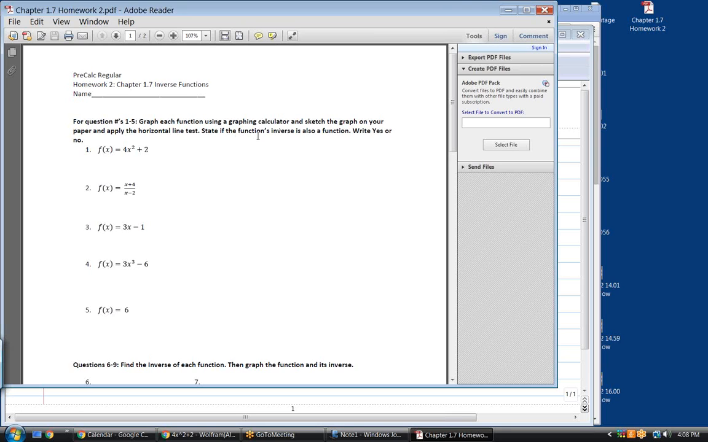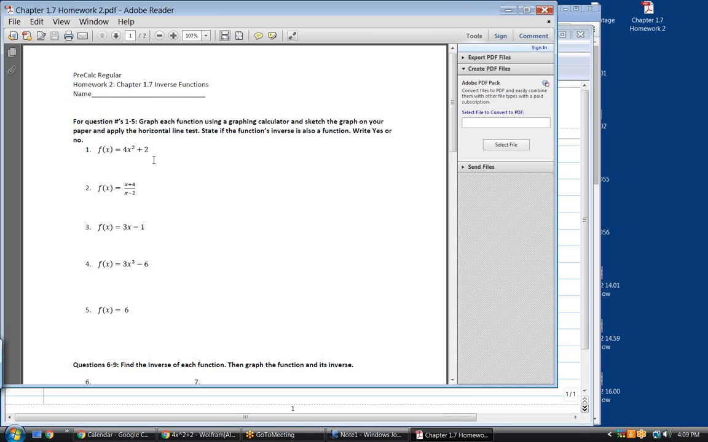It says state if the function's inverse is also a function. Well, with that parabola, the inverse was not a function, right? It was still a horizontal parabola, but that fails the vertical line test. So the inverse is not a function.